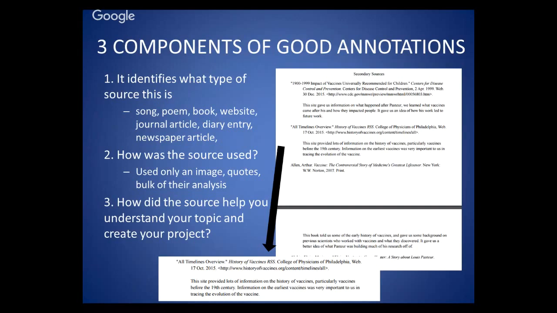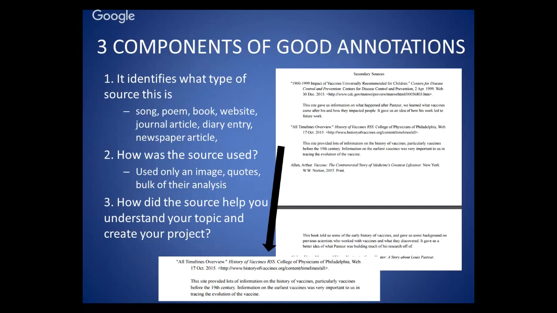So this one right away says this site, so that checks off the first criteria, provided lots of information on the history of vaccines. So we already know that they used the information from the site in the history of vaccines, particularly vaccines before the 19th century. The information on the earliest vaccines was very important to us in tracing the evolution of the vaccine. So we know that the students used the topic, the website, and they had a lot more information about the history of vaccine. Specifically, this website was important to them for tracing the evolution of the vaccine. So it's clear how it helped them create their project.